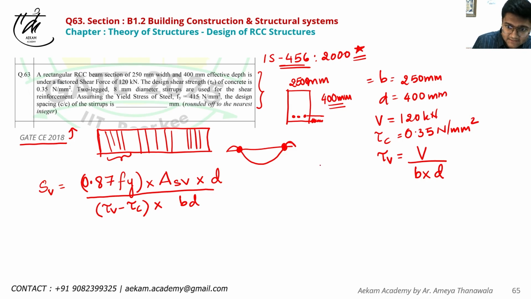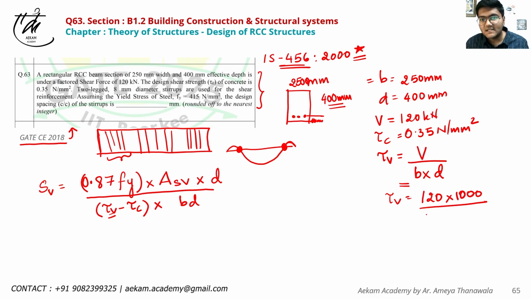Okay, so now let's solve this particular part. So we get tau V, we have B, we have D, we have all these values. So tau V can be written as 120 into 1000, because we want it in Newton per mm square. So 120 into 1000 divided by B, which is given as 250, and D, which is 400. Let me grab my calculator. Actually, we don't need a calculator. Cancel gets cancelled.